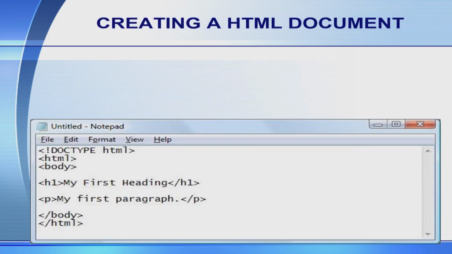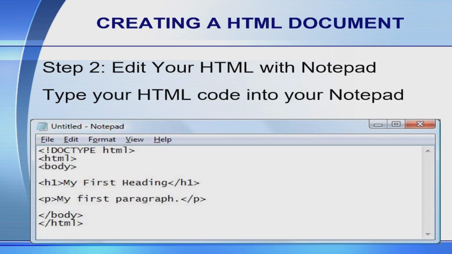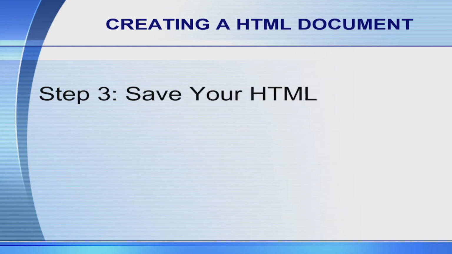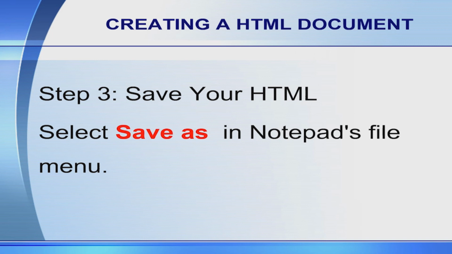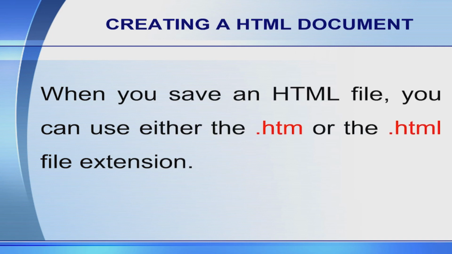The Notepad editing page will be displayed. The user has to type the HTML code into the Notepad. After completing the typing of the HTML document, select Save As in Notepad's File menu in order to save the file that you have created. When you save an HTML file, you can use either the .htm or the .html file extension to save the HTML document.